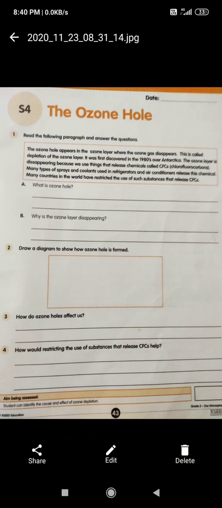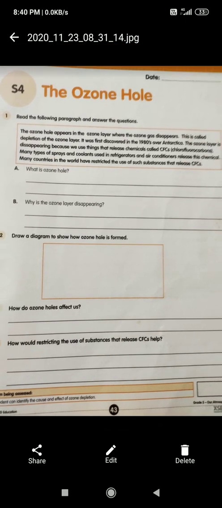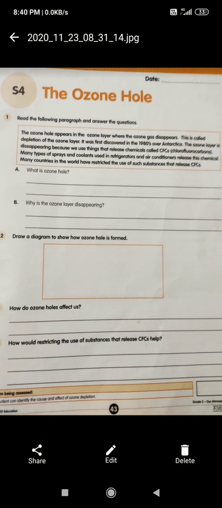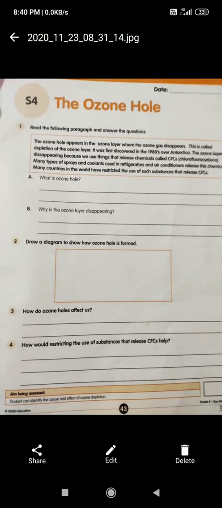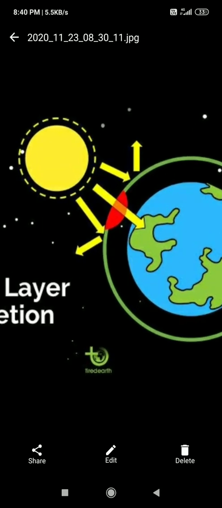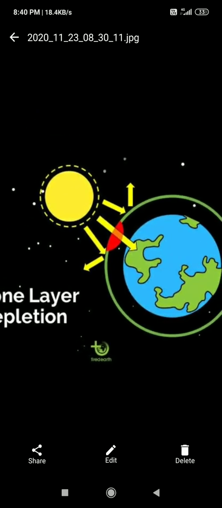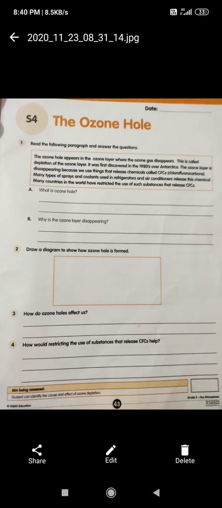Now write today's date, student. Hope you have written. Then here you have to write what is the ozone hole. In the paragraph it is clearly given why the ozone layer is disappearing, right? That also you can write. Now you have to draw a diagram to show how the ozone hole is formed. So here you can draw this one. You can see the red mark now, like this you can draw, right? Or else you can take the help of the content book. There also the ozone hole is clearly given.